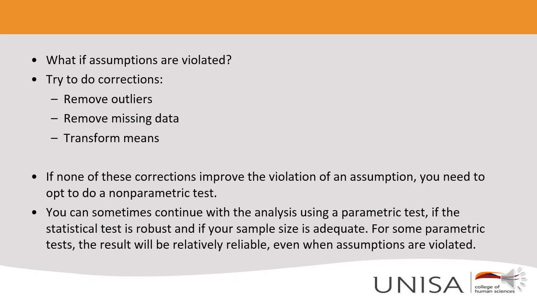What should you do if assumptions are violated? You can try to do corrections by removing outliers from your data set, by removing missing data from your data set, or by transforming means. If none of these corrections improve the violation of an assumption, you need to opt to do a non-parametric test. You can sometimes continue with the analysis using a parametric test if the statistical test is robust and if your sample size is adequate. For some parametric tests, the result will be relatively reliable even when assumptions are violated.